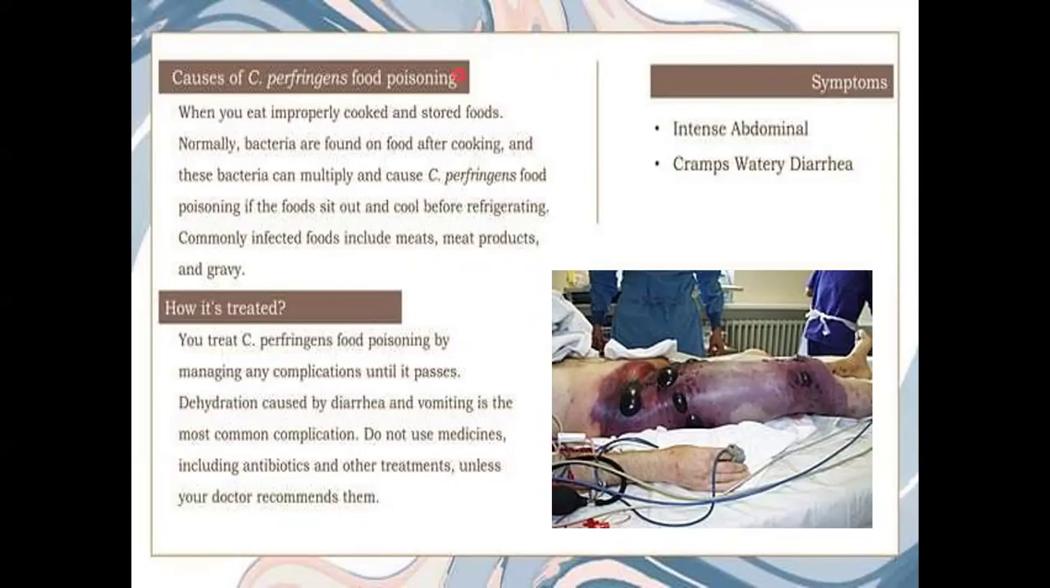Okay. Then how do we treat it? So you manage the complication until it passes, because remember, it is caused by the toxins. So you can't start giving antibiotics. Dehydration caused by diarrhea and vomiting is the most common complication, so you have to give IV fluids. Don't use medicines, including antibiotics. You can't use antibiotics because it won't help. Okay, because here we're talking about the toxins.